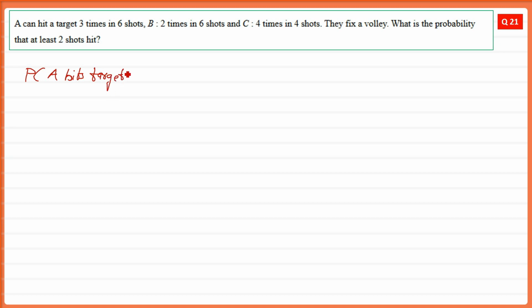So the probability of A hitting the target is 3 out of 6. That is, in all 6, which is the total number of cases, 3 are the favorable cases. So 3 divided by 6 is 1 by 2.